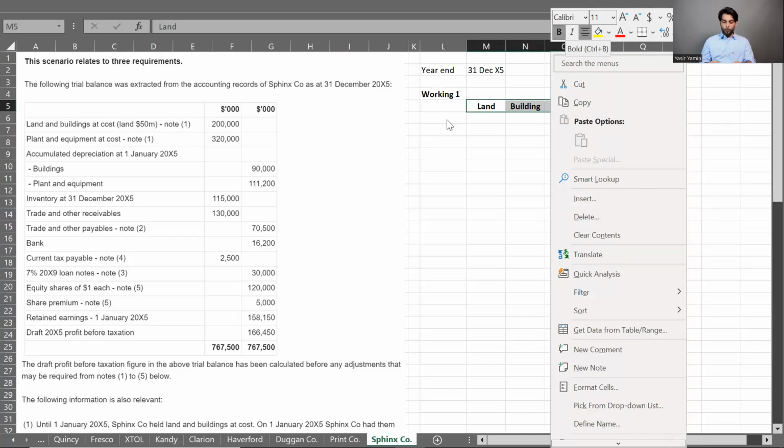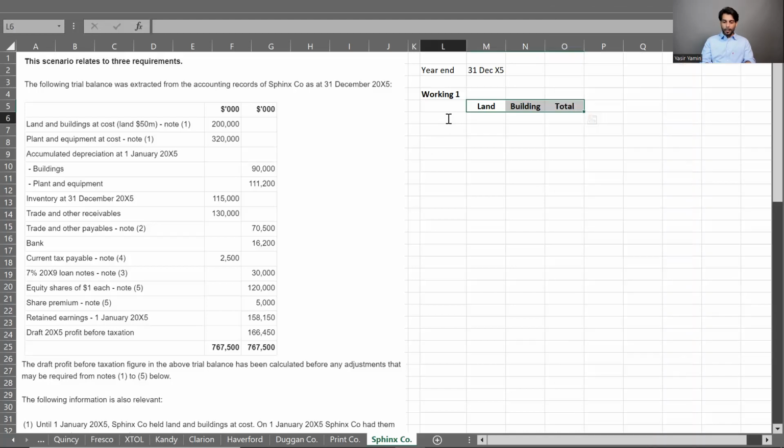So first of all, if we look at the land and buildings, we have already been given the cost of these land and buildings. The total value of land and buildings was 200,000 and the land's cost was 50,000. So I can just write 50,000 for land, whereas 150,000 for building, and that would have made a total of 200,000. How do you total? Put in equals, select the first cell, put a plus sign, select the second cell and enter. Here you have it, 200,000 of total cost.